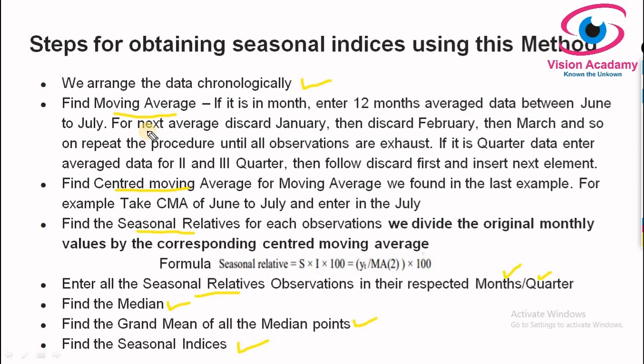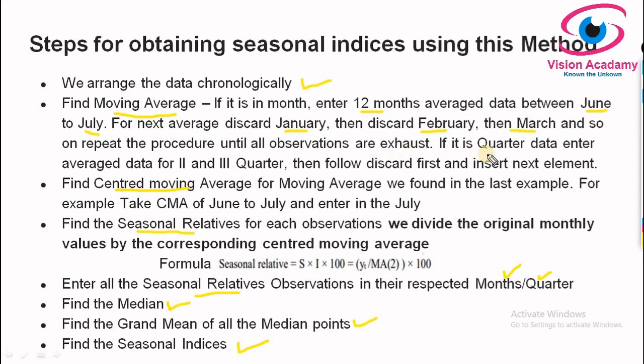Let me tell you one thing. While finding the moving average, we will have two types of data. One is monthly data. In a year we have 12 months. So firstly we need to take the average of all 12 months, and put that average between June and July. Then we discard January and start from February, then again discard February, then discard March, and so on. This procedure will repeat until all observations are exhausted.